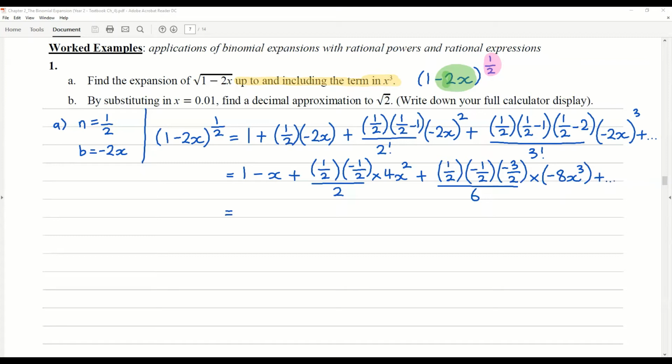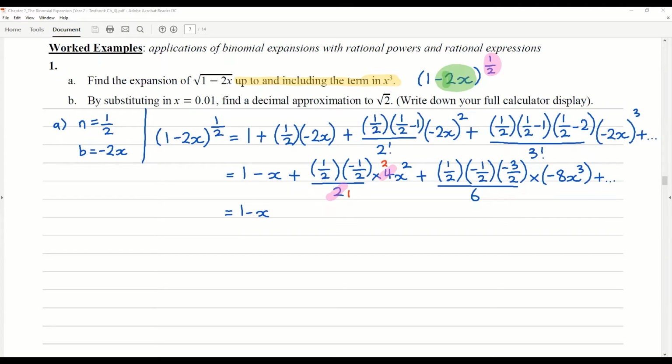More tidying up now. So we have 1 subtract x. Now, let's have a look at some cancellation here, perhaps. We have 4 and 2, which will cancel. So that's going to be 1. That's going to be 2.